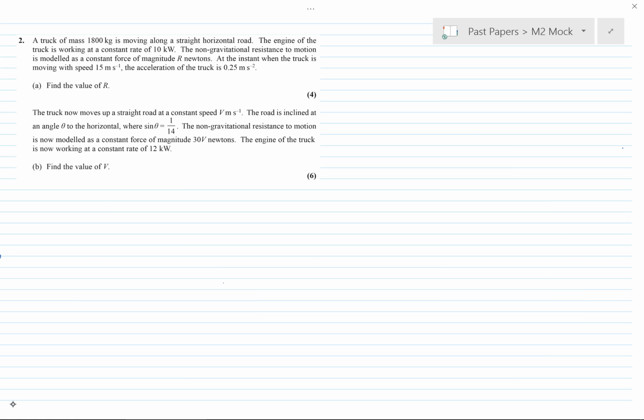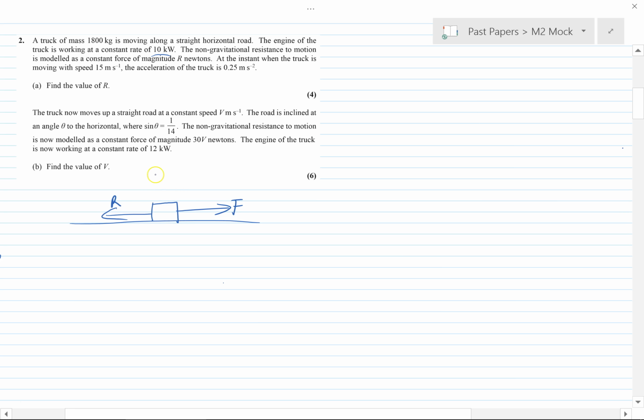This question is a power question. The first part is on a horizontal road. We've got a truck which is accelerating, and it's given both the acceleration and the speed at a particular instant, and it also gives us the power. I'm not going to make a big effort to do a diagram, but even a very simple diagram sometimes helps us picture it. We've got a driving force here, we've got resistances, and it wants us to find the resistances.